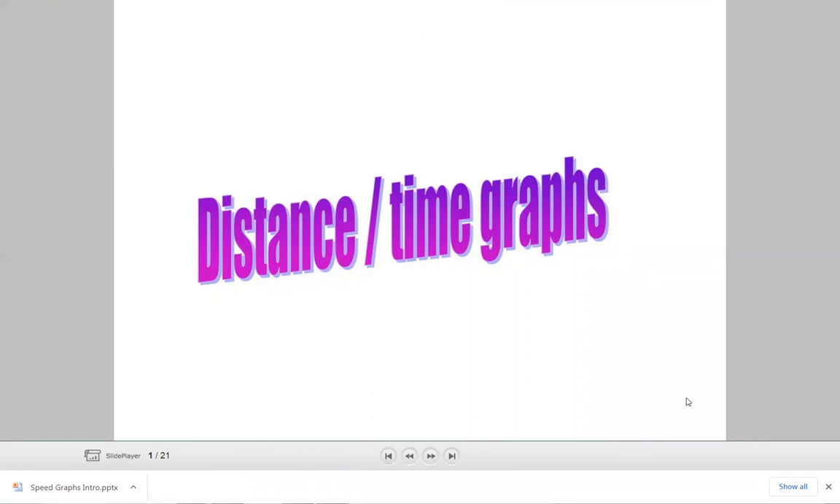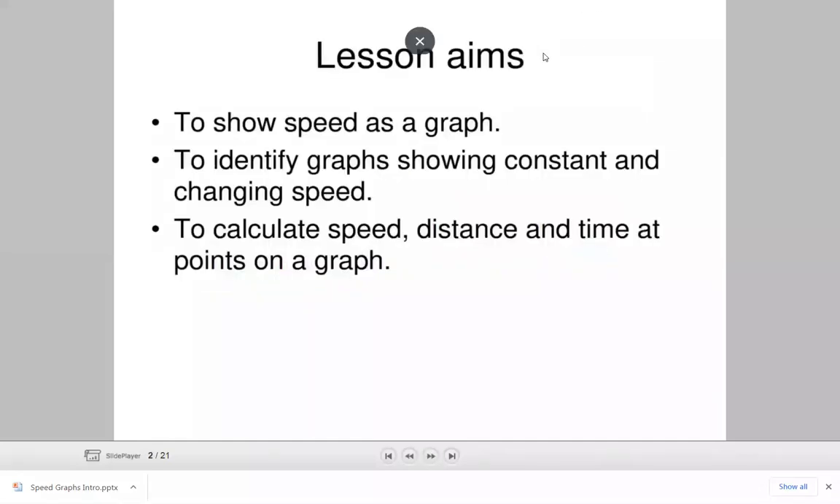So let's look at the objectives for today's lesson. Our aims for today's lesson are to show speed as a graph, to show the distance covered by an object against its time as a graph. Next is to identify the graphs showing constant and changing speed.